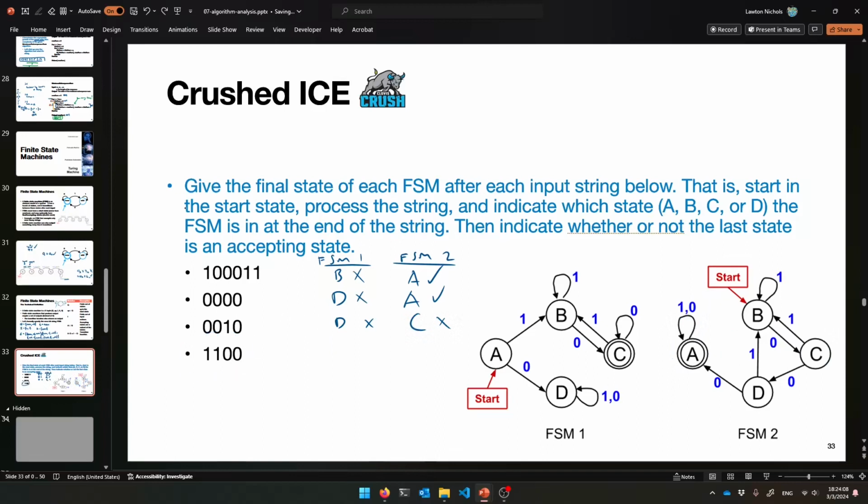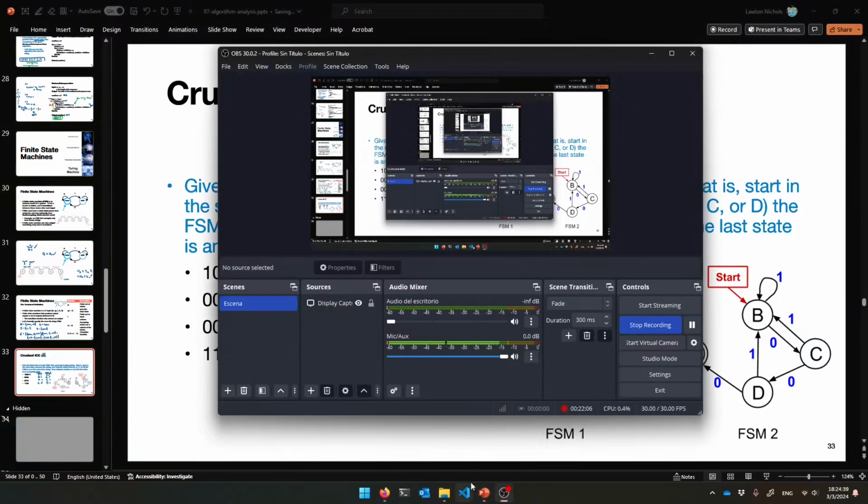Then we have 1, 1, 0, 0 for this one. Is it finally happy? 1, 1, 0, 0. Hey, there we are. We are in C, and that's an accepting state. Awesome. And then what about this one? We have 1, 1, 0, 0. That's going to take us to D, which is sadly not accepting. Interesting. So that's what's going on for those 2 finite state machines, and I hope that made sense. Okay, so that's that piece.